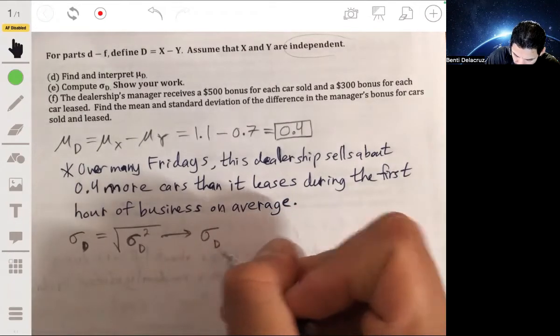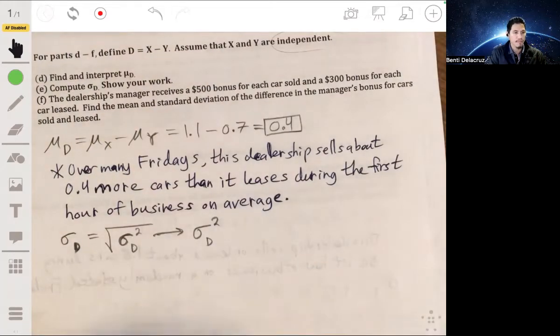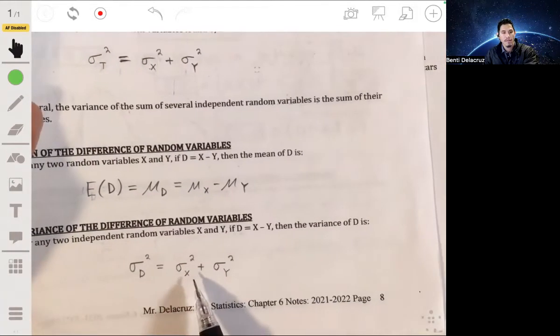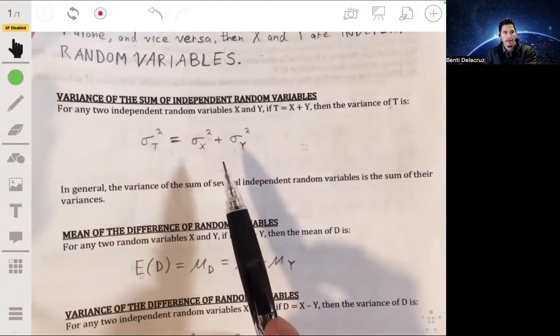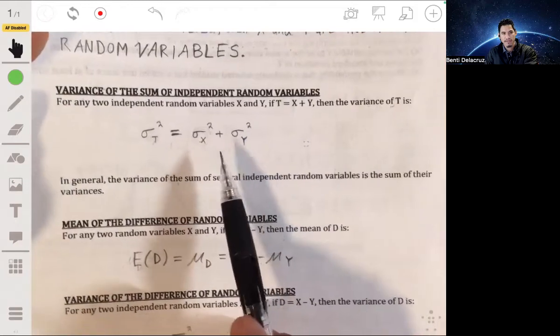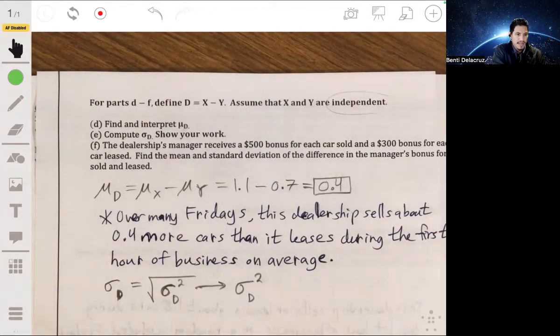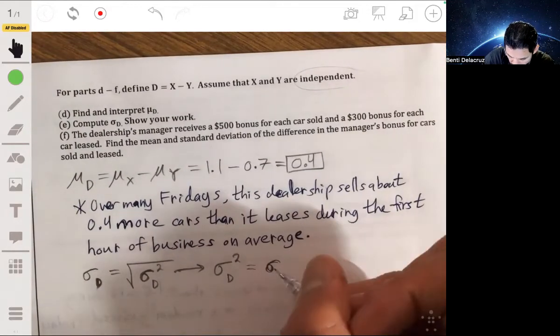So the variance of D. Now, remember, this is going to be counterintuitive. The variance of the difference is going to be just the sum of the variances of X and Y. So it's the same as the variance of T, or the variance of the sum. So it doesn't matter that you're subtracting X from Y in this case. What you're going to do is add the variance of X and the variance of Y.